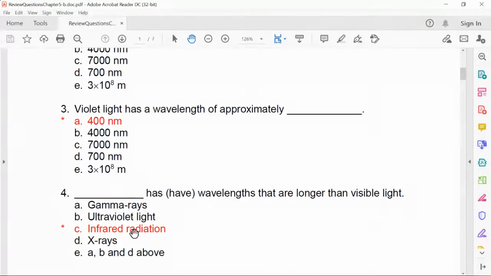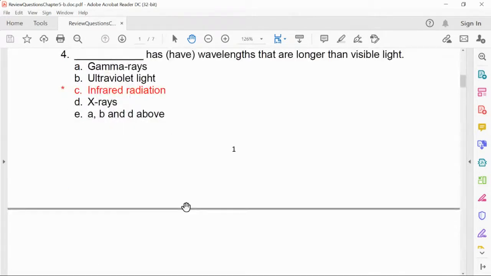So in this radiation here, the only one that is longer will be infrared. So the answer here is C.